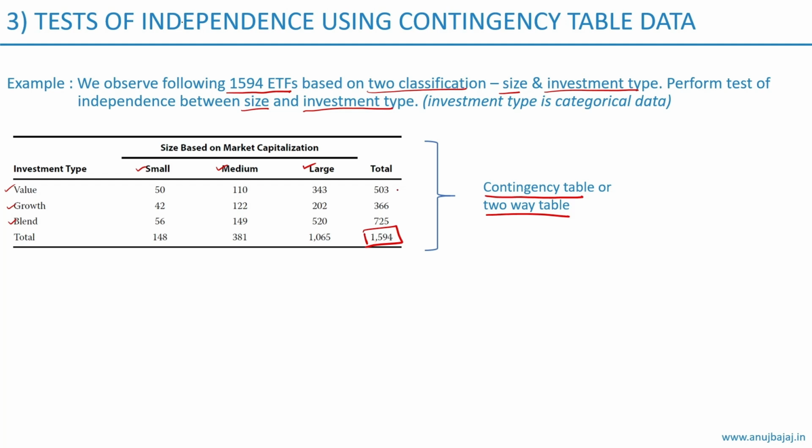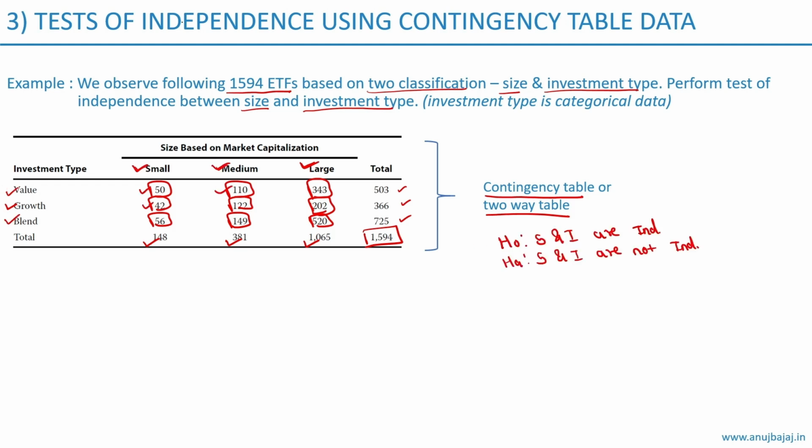And these are the respective number of ETFs in each investment type. So these are the respective number of ETFs in each size. And we refer to each of these as cells. In this case we have 9 such cells, where the first cell here represents the number of ETFs which have small size and which have value investment type. Similarly, 202 represents the number of ETFs which are large as well as which have growth investment type. So let us state the hypotheses first and then we calculate the test statistic.